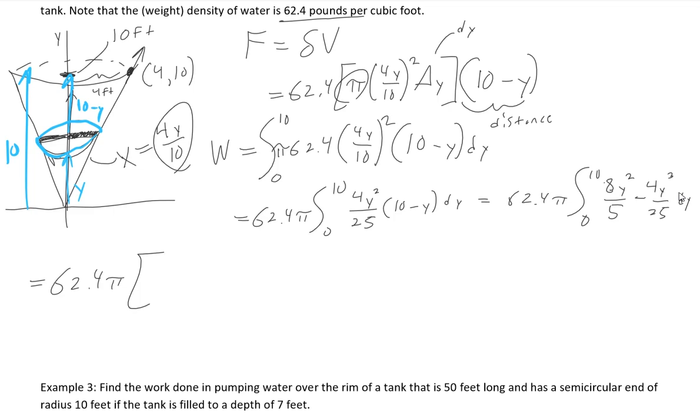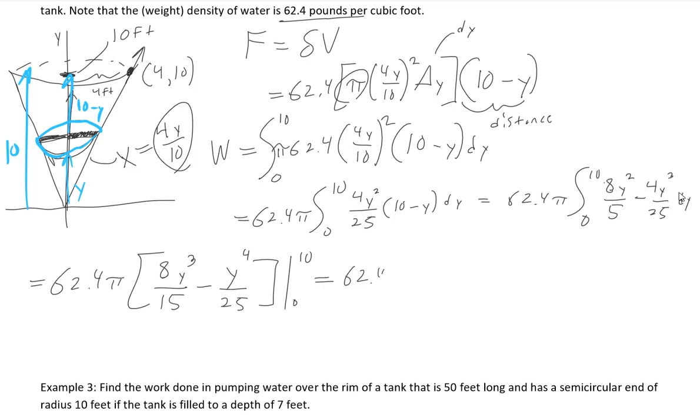8y squared will make that y into a 3, and the 3 comes to the bottom. So I have 8y cubed over 15. And then 4y cubed, we'll make that 3 into a 4, bring the 4 down, and we'll actually take out the 4 as a coefficient. So we'll have y to the 4th over 25. And that's taken from 0 to 10. Like our previous ones, that 0 doesn't matter. We just need to consider up to 10.